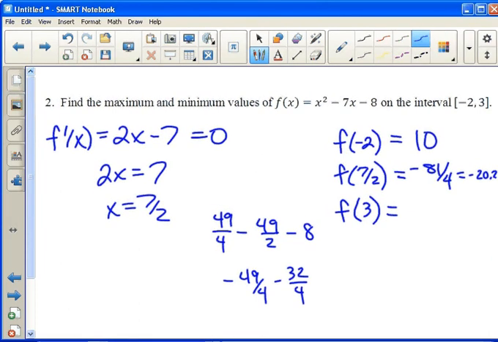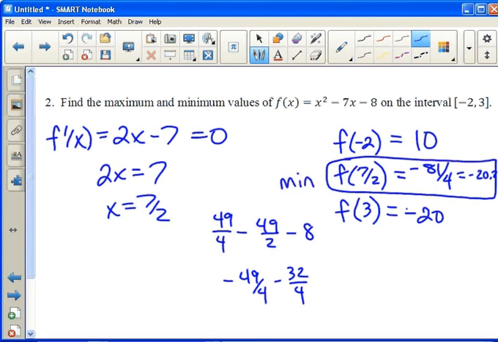And then if you plug in 3, it's negative 20. So our smallest is the negative 81 over 4, so that is our minimum. Our biggest is 10, so that's our maximum. Remember, focus on the y values. The biggest y value is your max, the smallest is your minimum.